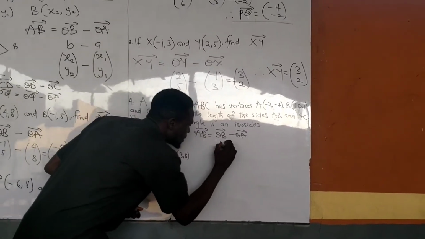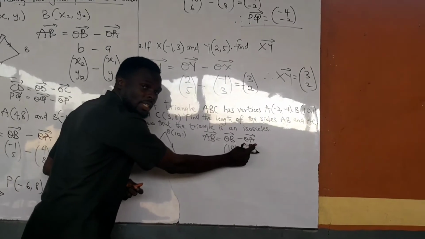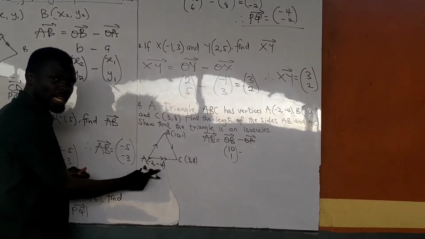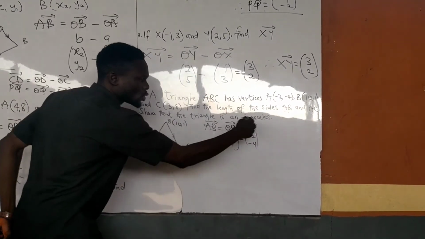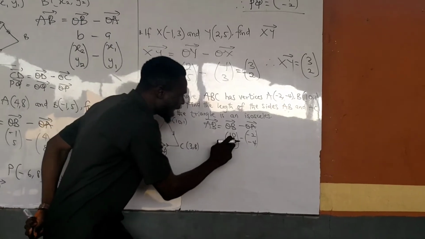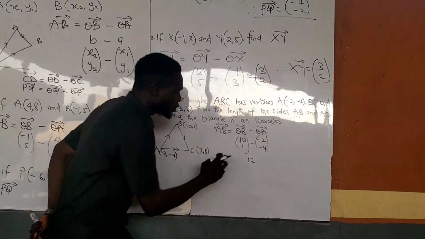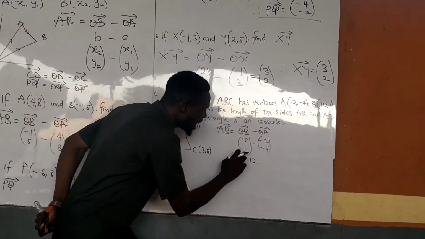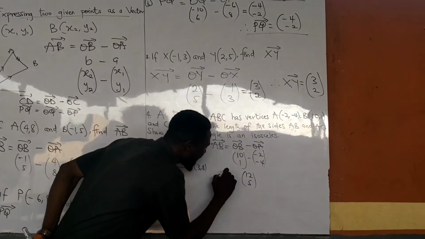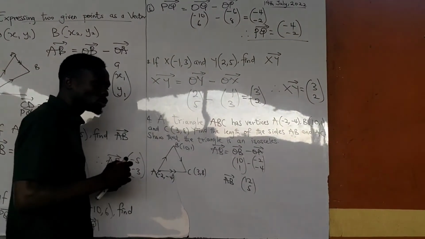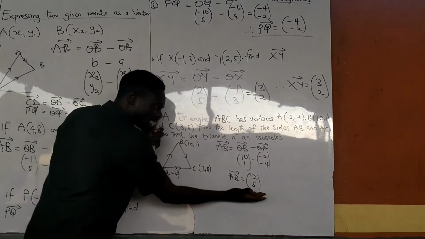So we write (10, 1) minus OA, which is the position vector of the point (-2, -4). Then we solve using subtraction. 10 minus -2 gives us 12, because this will be positive. Then 1 minus -4 gives us 5. So the vector AB is equal to (12, 5).